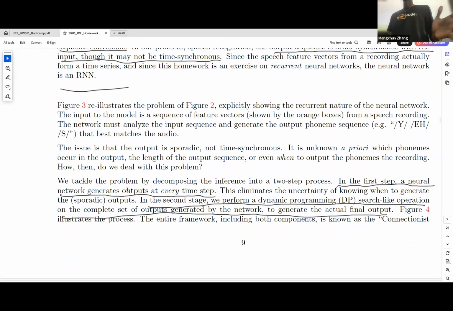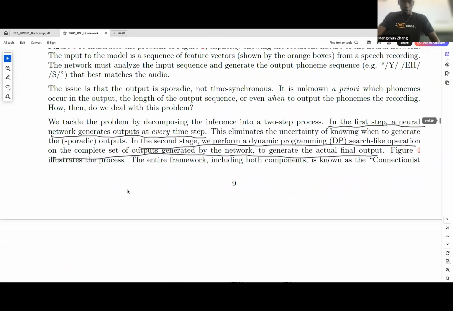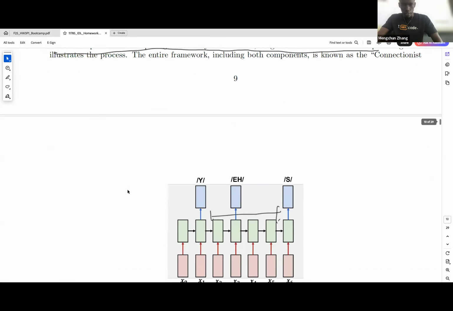There are two ways we can go about this, just to give you a high-level overview again. We're breaking our problem into two steps. We call it an encoder, and then a decoder. Let me just go down here.